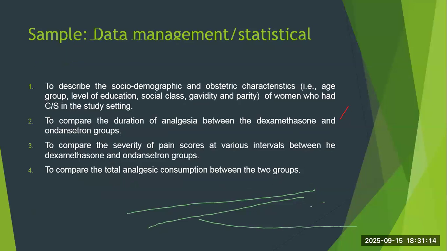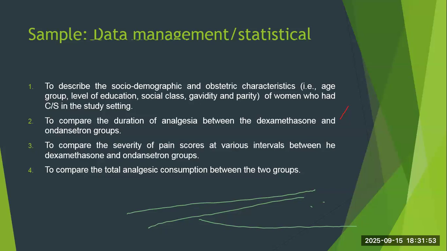So assuming I have this objective, can somebody now try? So this person wants to describe the socio-demographic and obstetric characteristics of women who had CS in the study setting. So this is basically descriptives. So age group will be described using frequency counts and percentages, level of education the same, social class the same. Gravidity can be classified as primigravida, multigravida and grand multiparity or whatever. Parity, you can also choose to classify however you want. If you categorize them, you describe them using frequency and percentages.